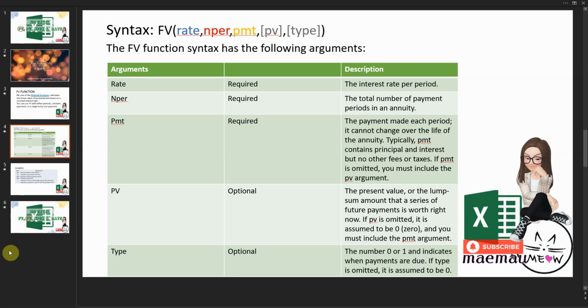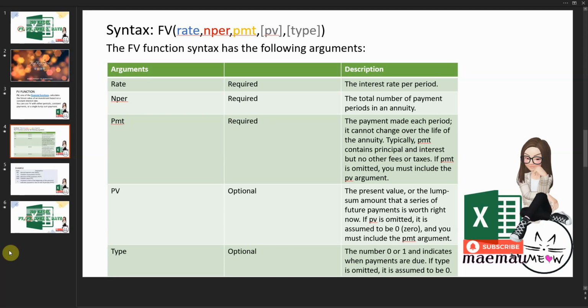And of course, we have the type, which is also optional, and it's the number 0 or 1, and it indicates when payments are due. If type is omitted, it is assumed to be 0. If it's 0, payment is at the end of the period, and 1 if it's at the beginning of the period.